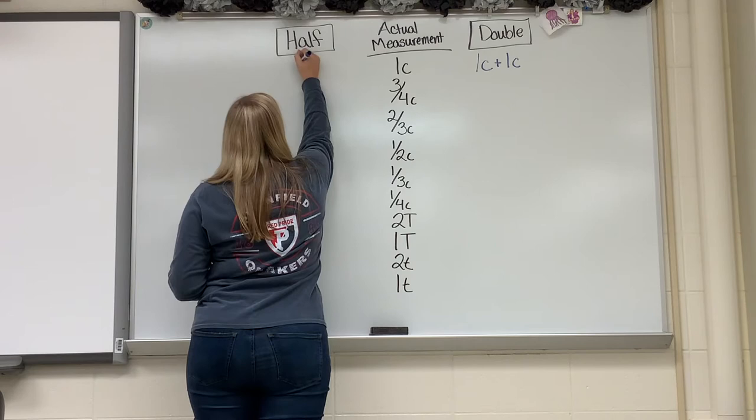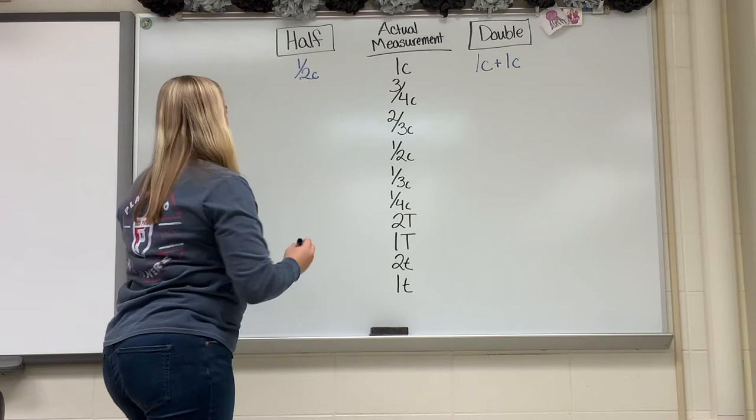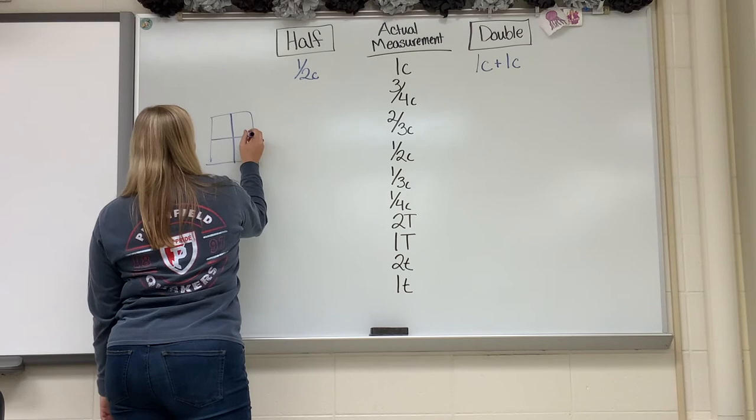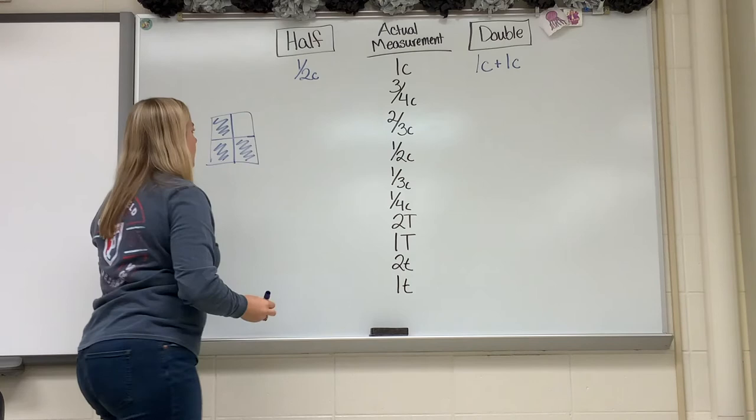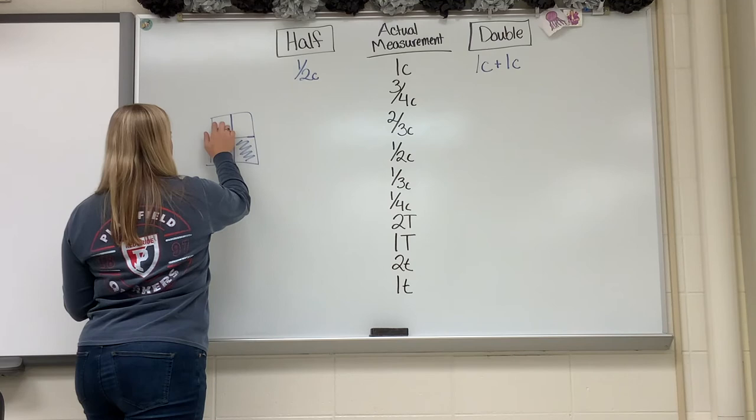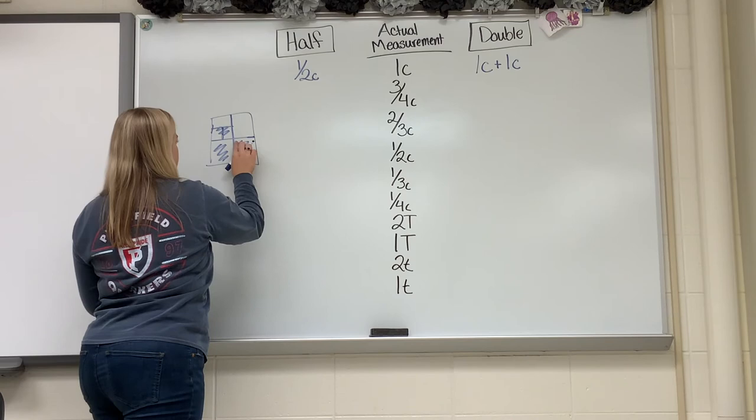Okay, half of 3/4 cup gets a little bit tricky. So I'm gonna draw a picture to help you visualize. Okay, so if 3/4 of a cup is going to look like this, we want to get rid of half. So if I got rid of half the tablespoons in this one, I would know that this is 1 tablespoon, 1 tablespoon. And I wanted to get rid of half the tablespoons in this one, 1 tablespoon, 1 tablespoon.